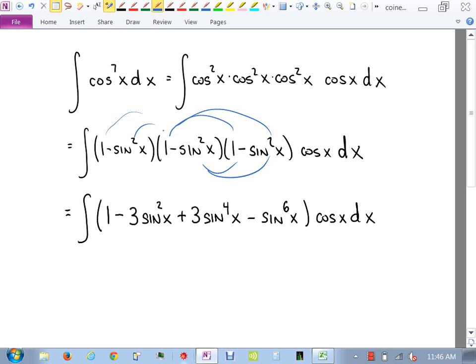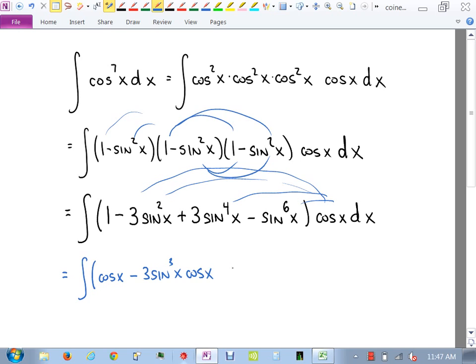Okay? Then distribute your cosine through to each one of these. So you'll have cosine x minus 3 sine cubed x cosine x plus 3 sine to the 4th x cosine x. Yes, thank you. Sine squared there. Minus sine to the 6th x cosine x dx.